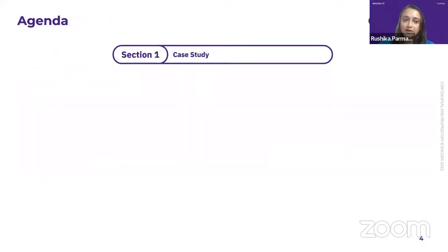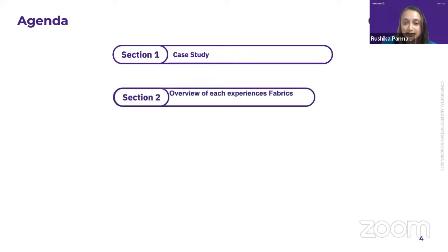The agenda of this session will be divided into three parts. First of all, we are going to see a case study. We are going to see how a company in the USA, which is a made-up example, by the way, uses its architecture to streamline data processes, and how Fabric plays a role in that. So that's going to be a case study.